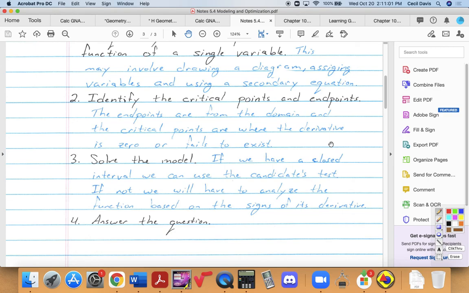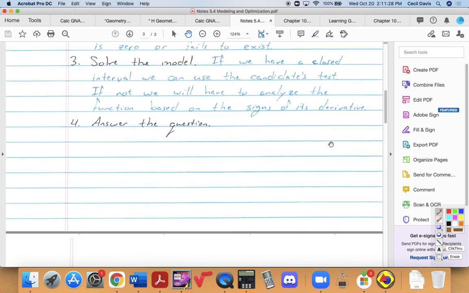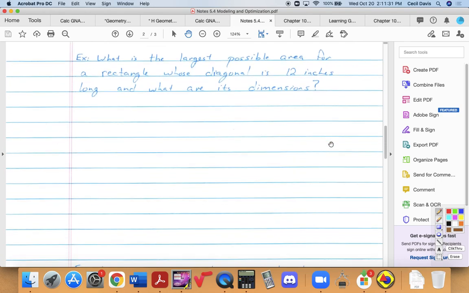You'd be surprised how many people at the end of the problem have done all this lovely work and never actually answer the question. Sometimes it'll ask you, what is the greatest area? And you have to go back and take what you have figured out will make the greatest area and find the greatest area. Or sometimes it'll say, what are the dimensions that make the greatest area? Then you have to give the dimensions. Be sure that you answer the question at the end. All right, that was page 1.